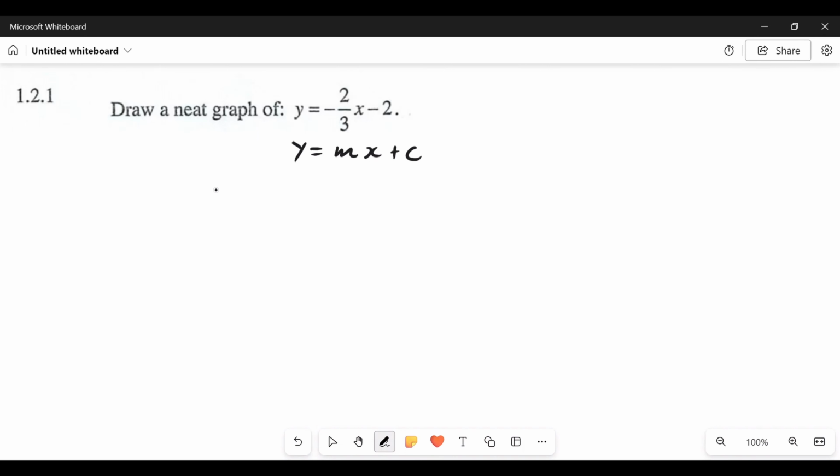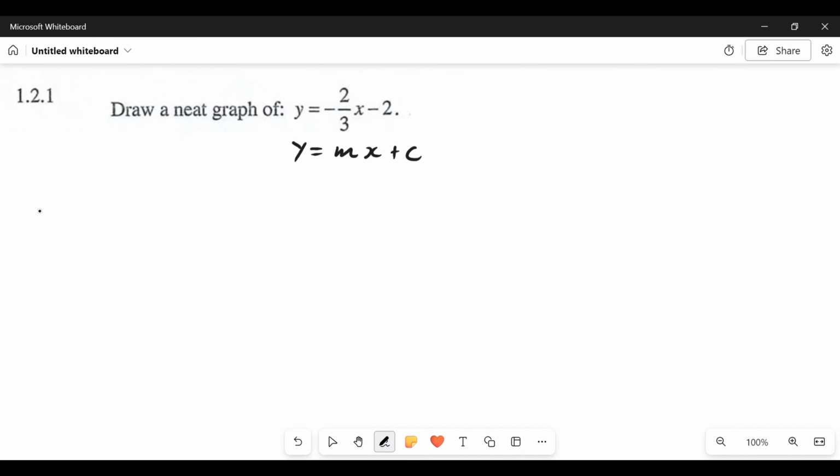So the method that we're going to use here is the simplest method ever. We're going to use the intercept method, where we only find the intercepts of the straight line graph. Remember, in order for you to draw a straight line graph, you just need to have 2 points. So those intercepts are going to give us 2 points, and then we connect them, and then we have a straight line graph. So let's start.